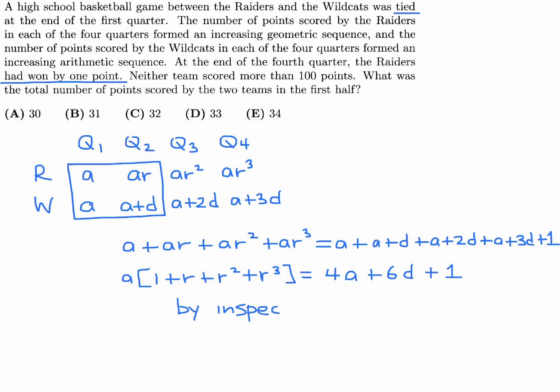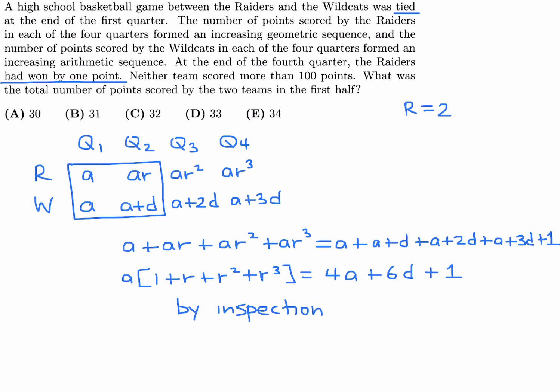They tell me a little bit of a clue though, not a big clue, but neither team scored more than 100 points. So that means that the numbers are going to be relatively small. And in particular for R. So I'm going to start with R equals 1. But R can't equal 1 because it's an increasing geometric sequence. Increasing means that R is greater than 1. Okay, no problem. Let's start with 2.